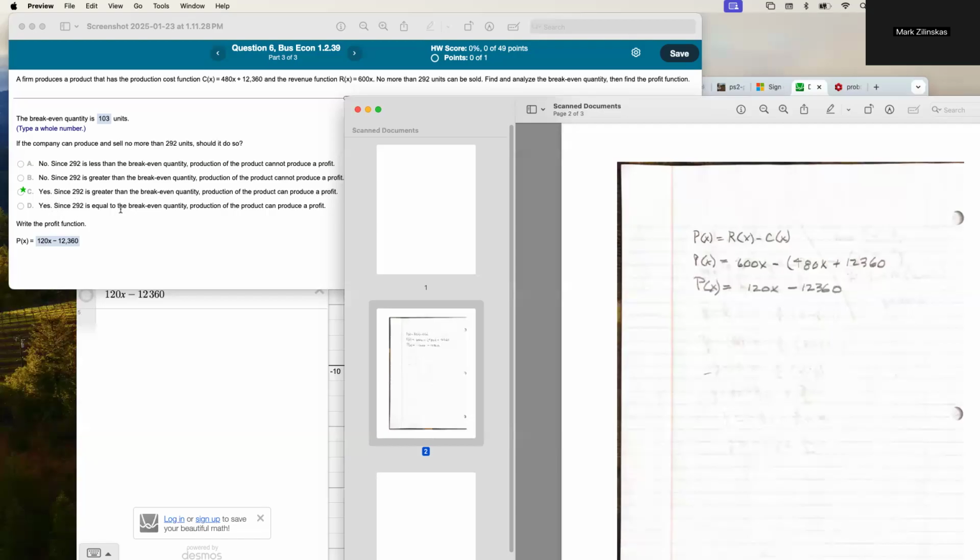And obviously the two yeses here, it says yes, 292 is equal to the break even production of the product, can produce profit. Okay. So that doesn't make sense, right? Because at 292, we would just be breaking even, so we wouldn't want to choose that. So this obviously is the best case scenario. So we're going to see if this situation exists, which it does. That is the correct solution here. Okay. Because the break even is 103. Okay. So at 103 units, we're going to break even. I'll show you how to get the 103 here in a second. But I'm just trying to put this in the context of how models work.